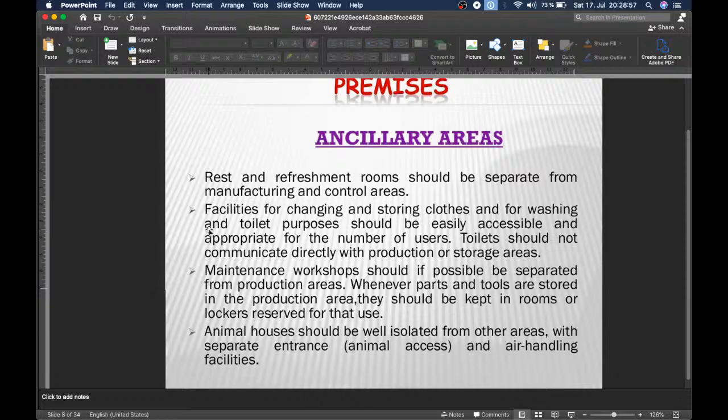Maintenance workshops should, if possible, be separated from production areas also. So if some tools required in your industry go wrong, they should be brought there and repaired by themselves. And if you're working in the R&D field, working with guinea pigs, mice, sheep, they should also be separated from the other areas, and air handling facilities have to be there. Now the clean air is coming inside that room, and the bad air is going outside, so the animals do not get infected by any disease from the outside. So these are big things, I know, but we need to maintain them.